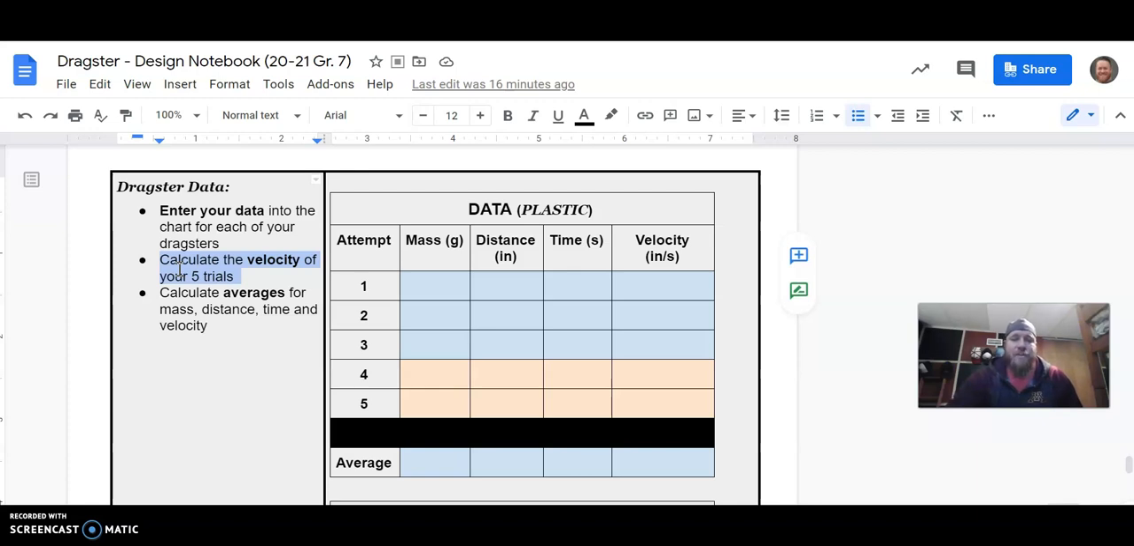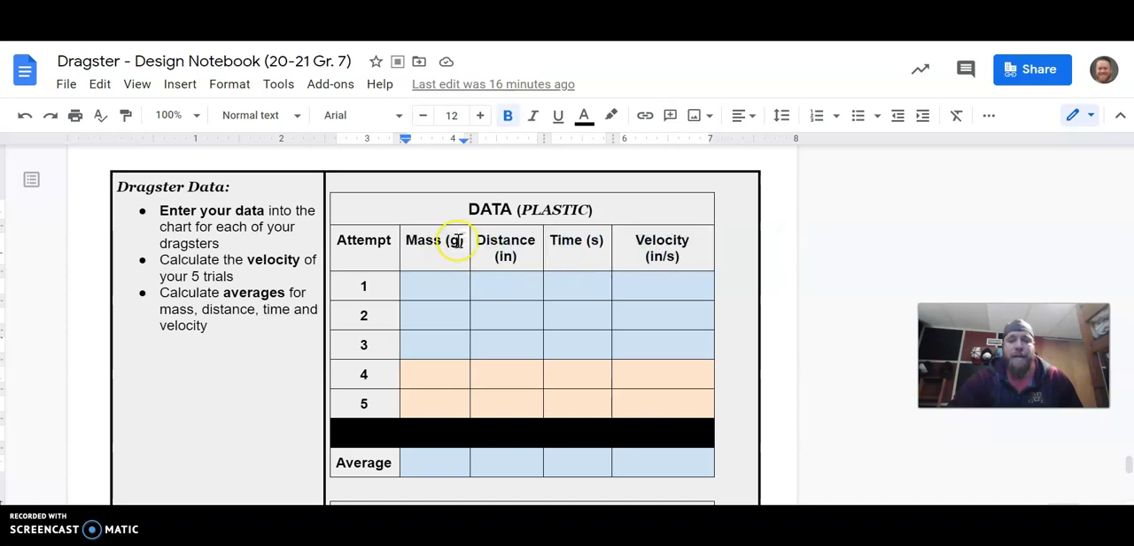So you're going to test this out and race each of these cars 5 times. And then you're going to calculate the average for mass, distance, time, and velocity, those 4 data points that we are going to collect. And so in this chart here you see mass, distance, time, and velocity.